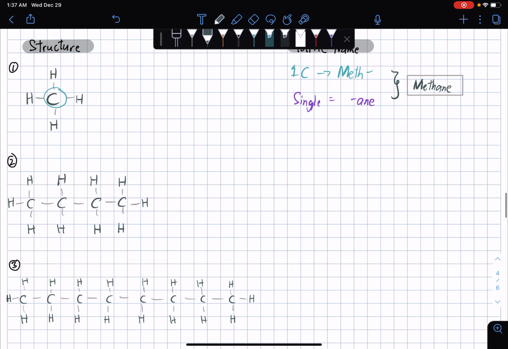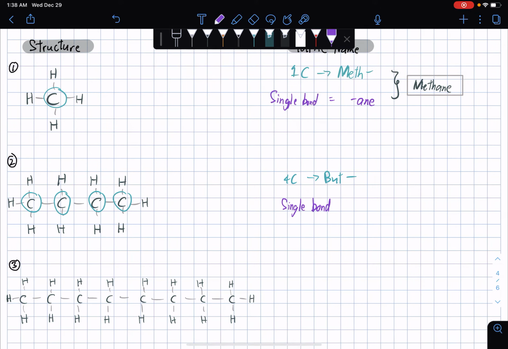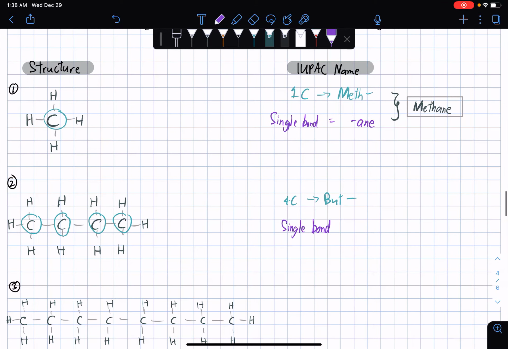So for number 2, let's count the number of carbons. 1, 2, 3, 4. We have 4 carbons. So for 4 carbons, we have the prefix but. And this is also a single bond. The structure does not show any sign of a double bond or a triple bond. It just completes the labeling in order to prevent confusion. So we have A and E. We combine the two, and we get butane, another compound.